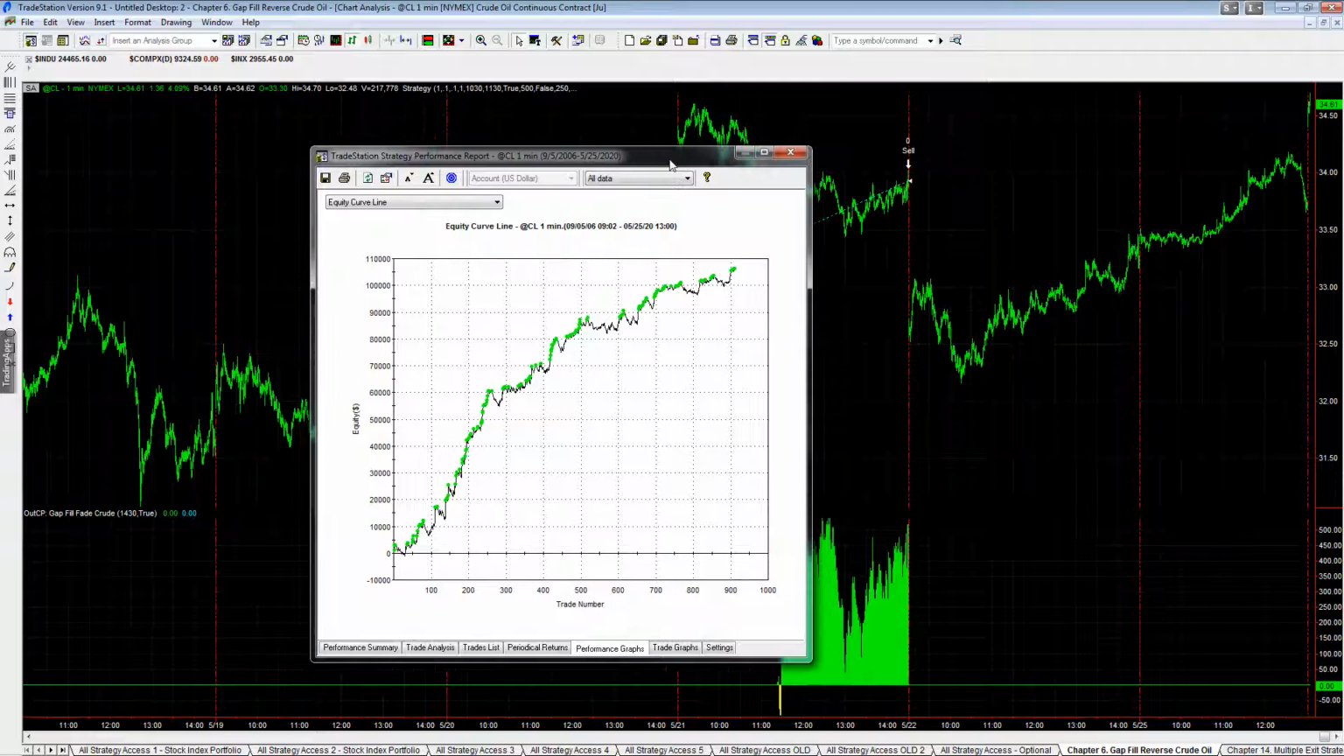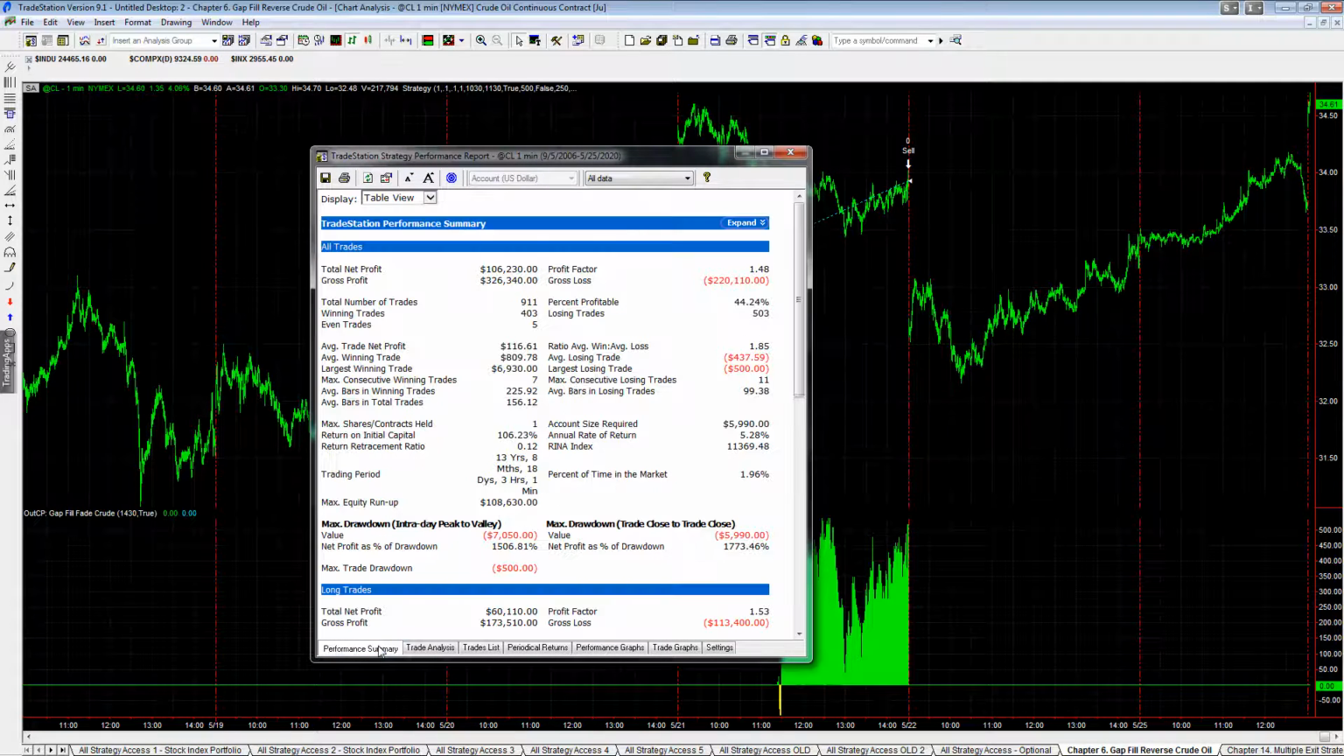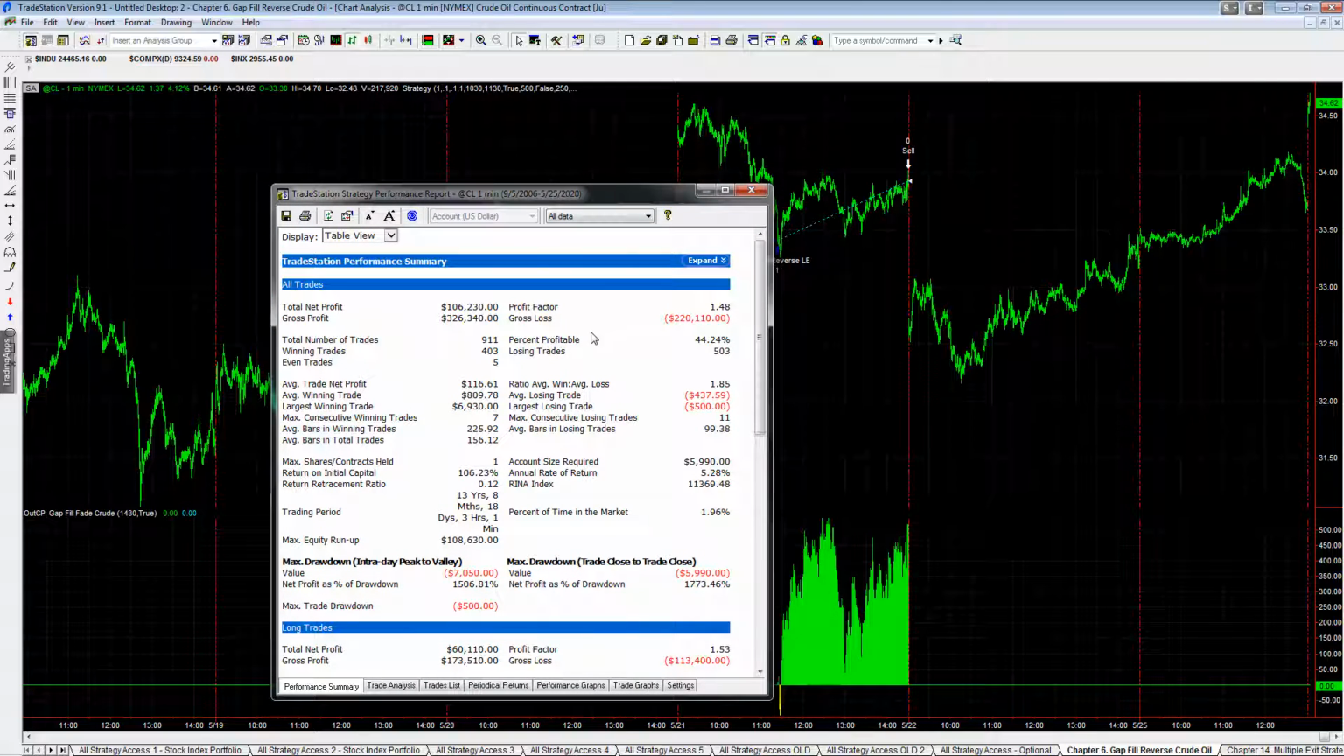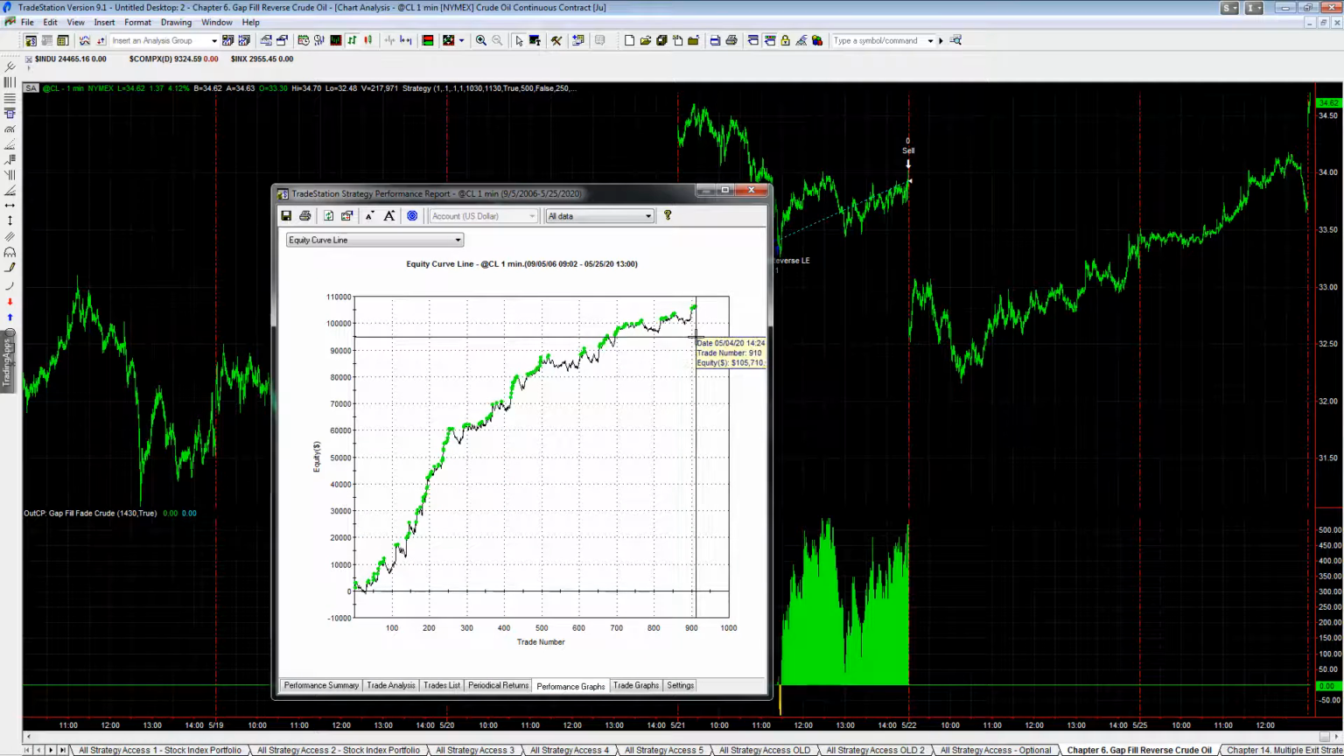And so if you take a look here, this is gap fill in reverse crude oil, trading one contract, going back to 9/5/2006, the beginning of electronic data in crude oil, $106,230, average trade profit $116.61, max drawdown of $59.90, and you see the recent equity peaks here in this strategy.